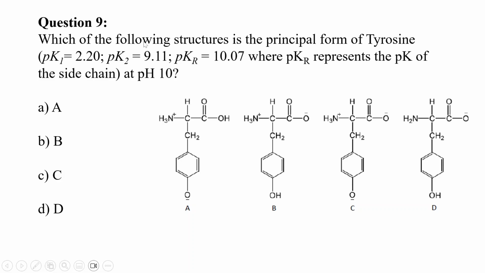So we have to tell the principal structure: among these 4 structures, which would be the structure at pH 10? D. Structure D, you are saying at pH 10. Okay. Why? Because at pH 10 the OH group will not be deprotonated, the H plus will not be released because it is below pKr. The 2 protons will be deprotonated.